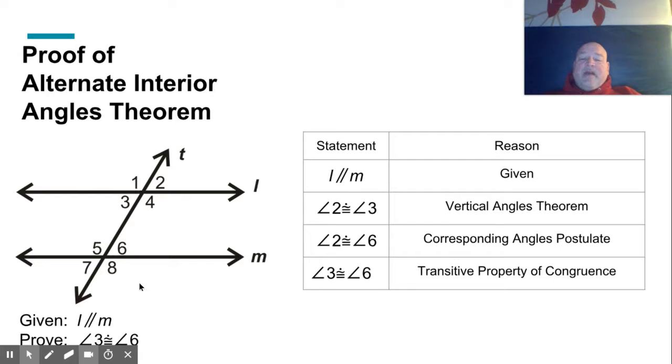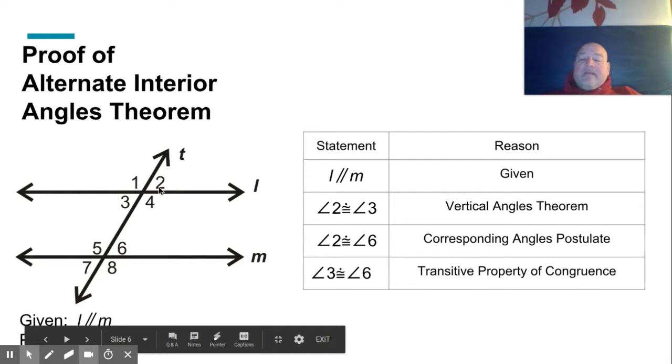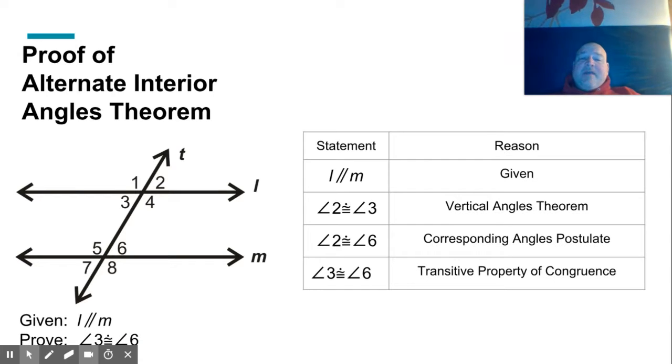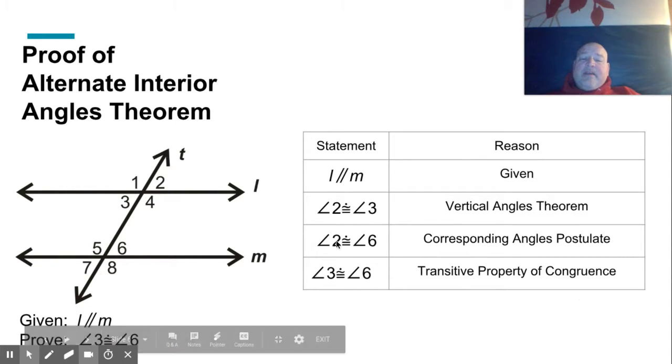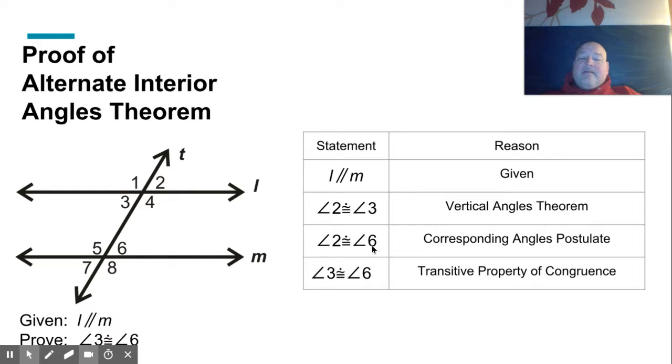If the lines are parallel, which is what we're given, that means that 2 is congruent to 6 by the corresponding angles postulate. And if you remember, we had that theorem at the end of chapter 2, that if two angles are congruent to the same angle, they're congruent to each other, or the transitive property of congruence. 2 is congruent to 3, 2 is congruent to 6, therefore 3 is congruent to 6.